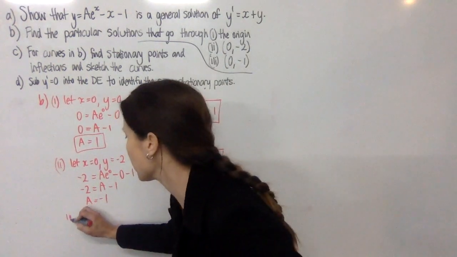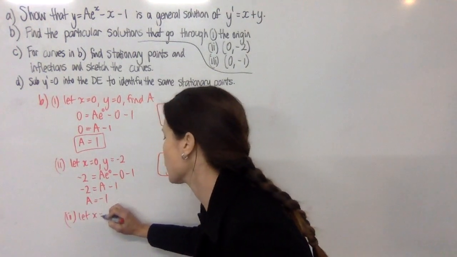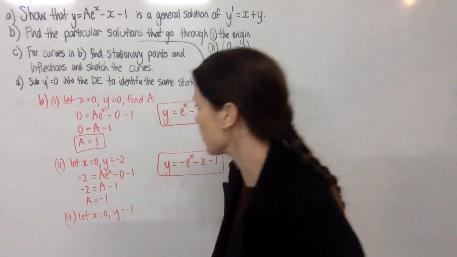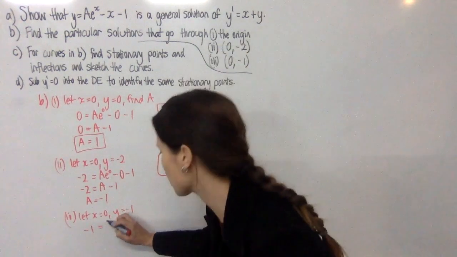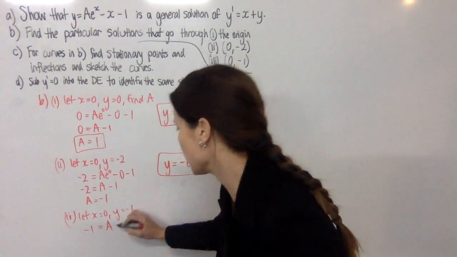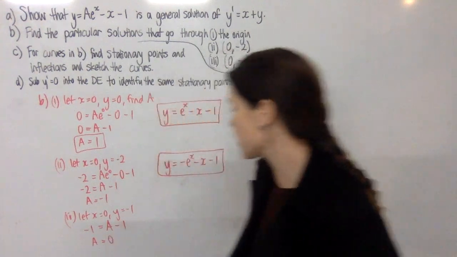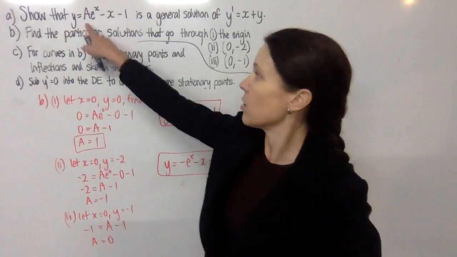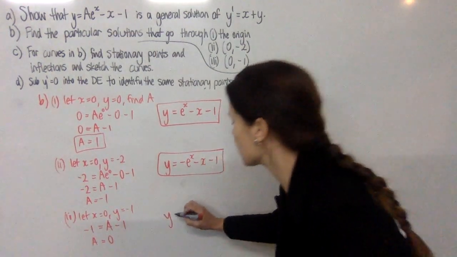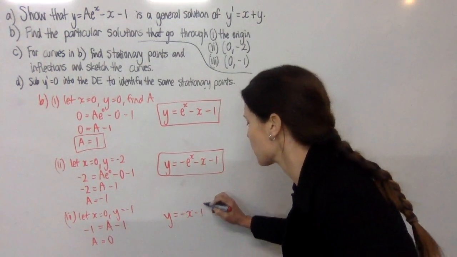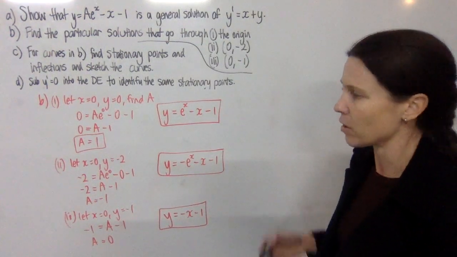And for part 3, we need to let x equal 0 and y equal negative 1. So negative 1 equals, we've got the same thing again here, we've just got a minus 0 minus 1. And so a is actually equal to 0 in this case. Now if a is equal to 0, then we've got 0 multiplied by e to the x, and that means that y is just going to be minus x minus 1. So this one is a very different sort of graph. It's not actually an exponential at all.